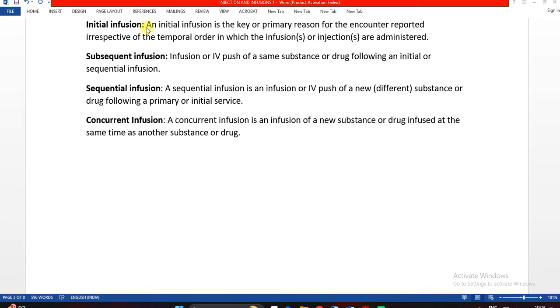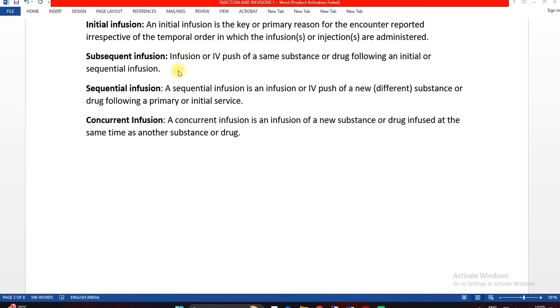Next, we need to understand initial infusion. An initial infusion is the key or primary reason for the patient's encounter. So what is initial infusion? The reason for the patient's encounter leads to the initial infusion. Next one, subsequent infusion. A subsequent infusion is an infusion or IV push of the same substance or drug following an initial or sequential infusion.